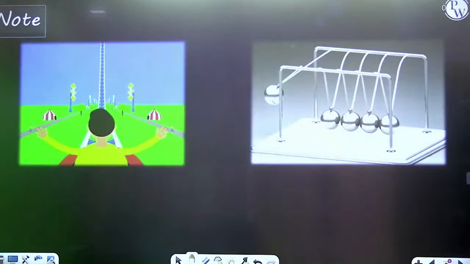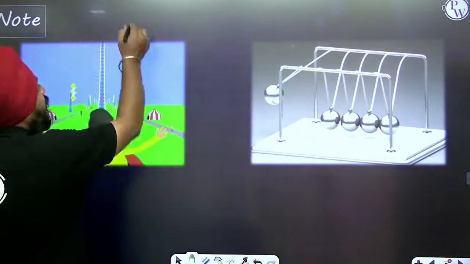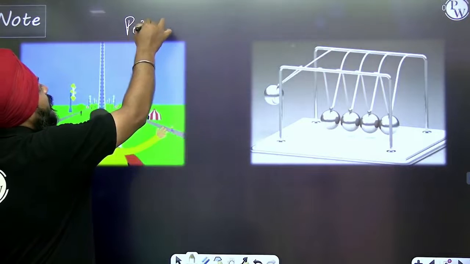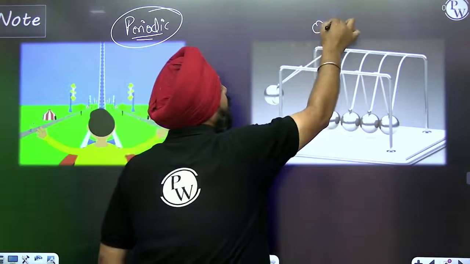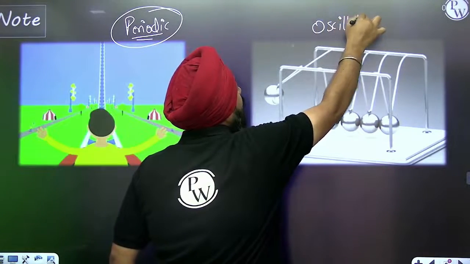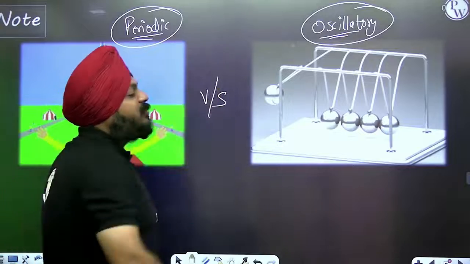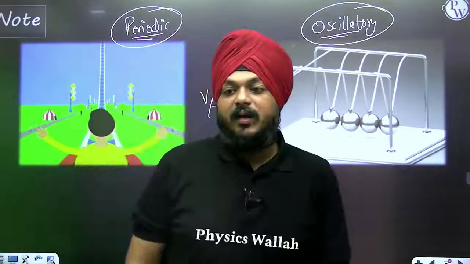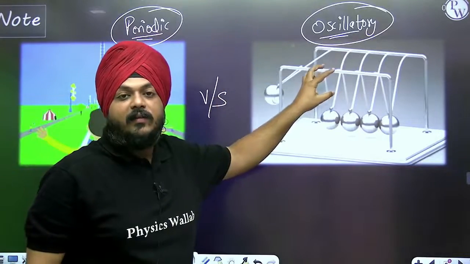Now see how periodic motion differs. This is a very simple periodic motion, and this is an oscillatory one. How are we going to conclude this? It's periodic versus oscillatory. Okay, this is the civilization.